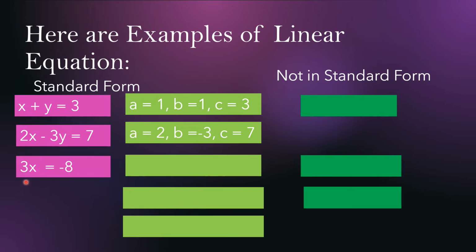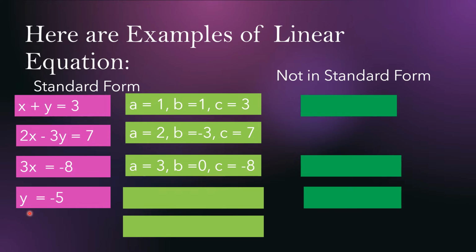Okay, so I have here another example of a linear equation. This is 3x is equal to negative 8. Still, this is in standard form, but in this equation, the value of b is equal to 0. We don't have y here, which means b is 0. So this is 3x is equal to negative 8, and that is a is equal to 3, b is equal to 0, and c is equal to negative 8.